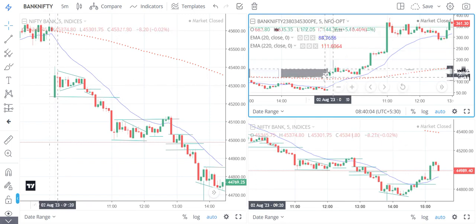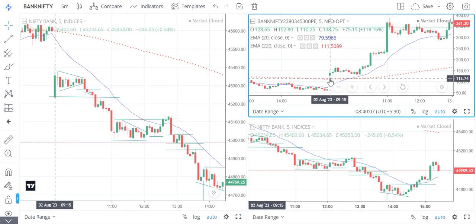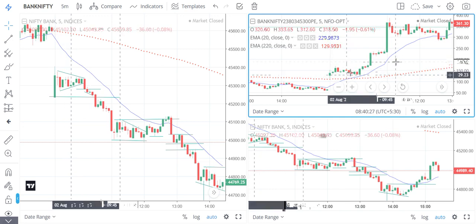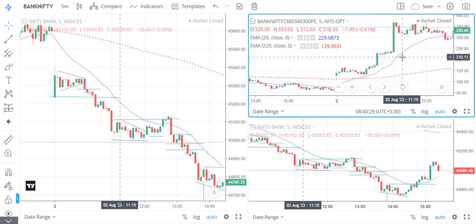Now we are looking at the PE chart, so this should be a strong bear bar, but there is a bull bar. It shows that in the option there is a lot of momentum and positive changes in PE, which indicates that there are more sellers, or people are interested in selling than buying.